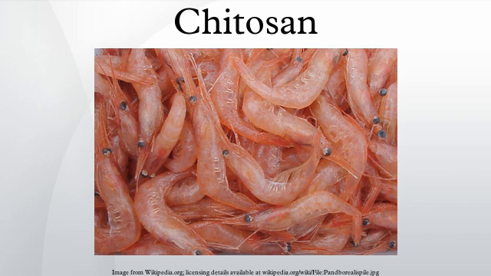Chitosan is a linear polysaccharide composed of randomly distributed β-(1-4)-linked D-glucosamine and N-acetyl-D-glucosamine. It is made by treating shrimp and other crustacean shells with the alkali sodium hydroxide. Chitosan has a number of commercial and possible biomedical uses.